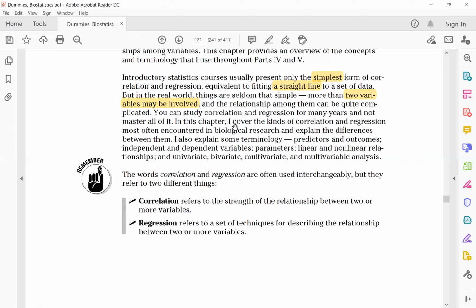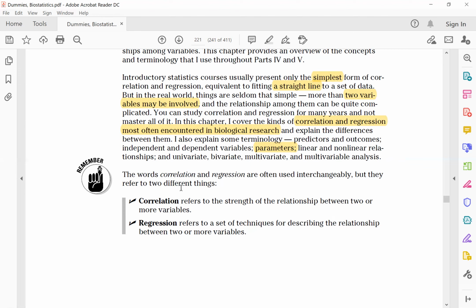In this chapter, we'll cover the kinds of correlation and regression most often encountered in biological research and explain the differences between them. They'll also explain terminology such as predictors, outcomes, the independent and dependent variables, parameters, linear and nonlinear relationships, and the types of analysis: univariate, bivariate, multivariate analysis.